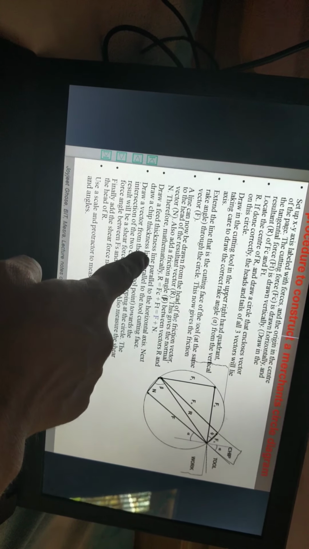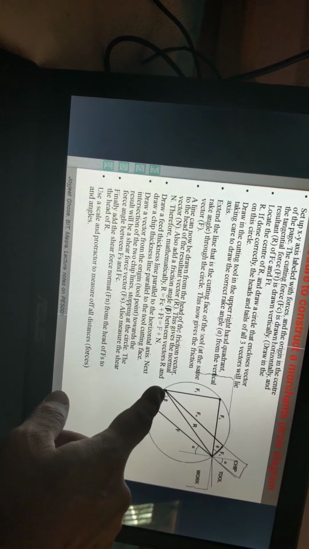Draw a feed thickness line parallel to the horizontal axis. Then next, draw a chip thickness line parallel to the cutting face. Chip thickness is parallel to the cutting face. Draw a vector from the origin towards the intersection of two chip lines, stopping at the circle. The result will be the shear force vector. This is Fs. Also measure the shear force angle between Fs and Fc.